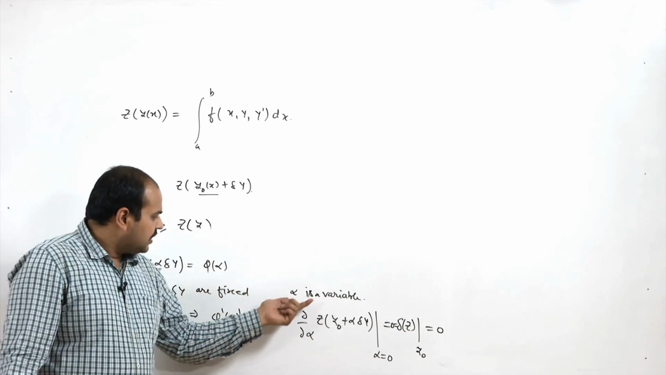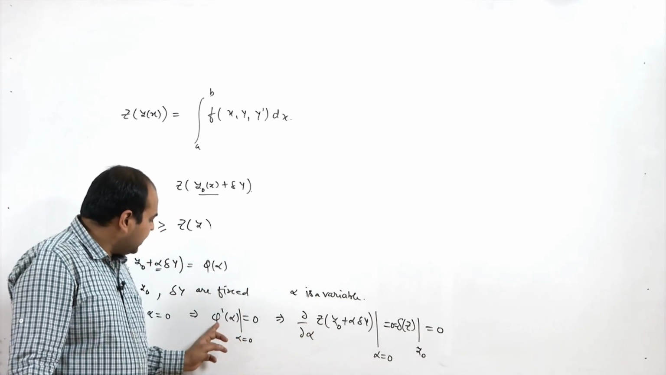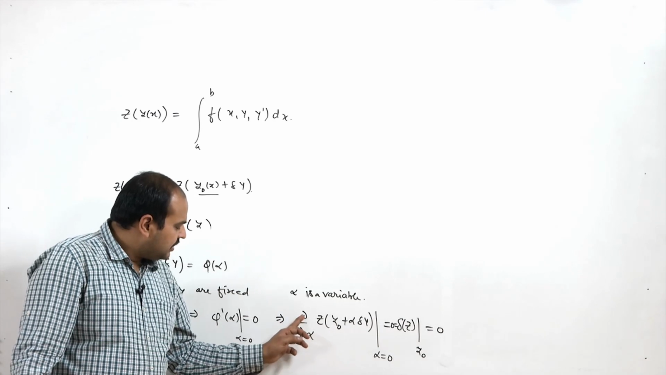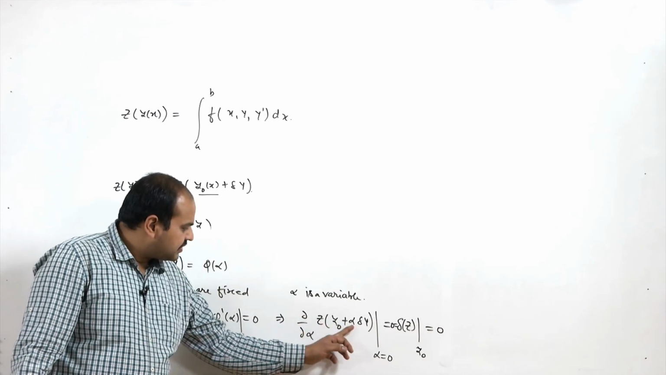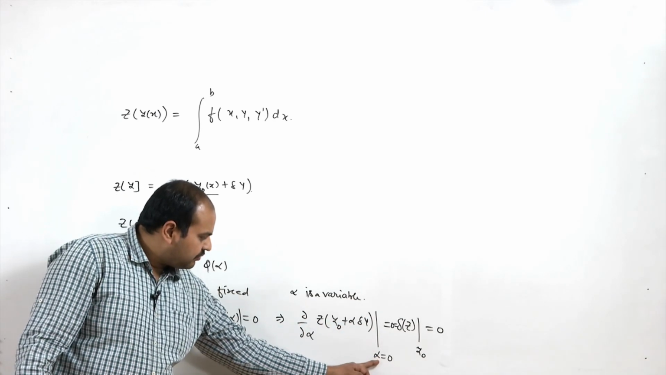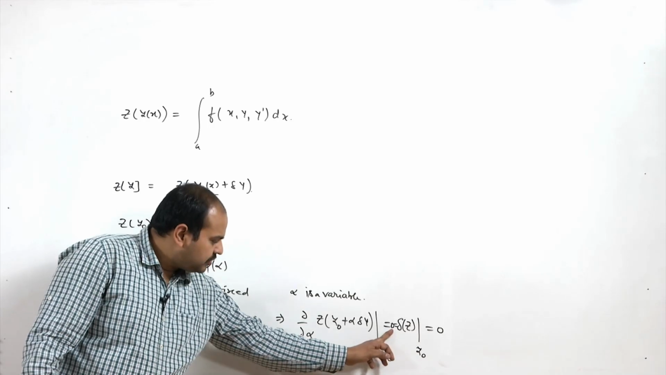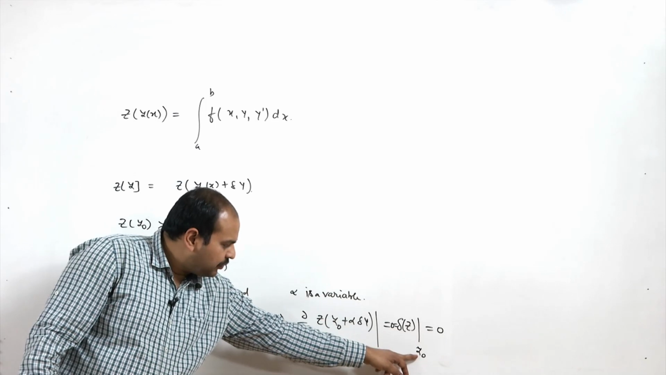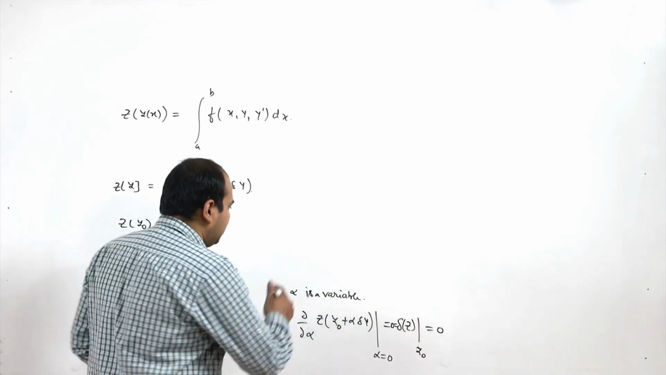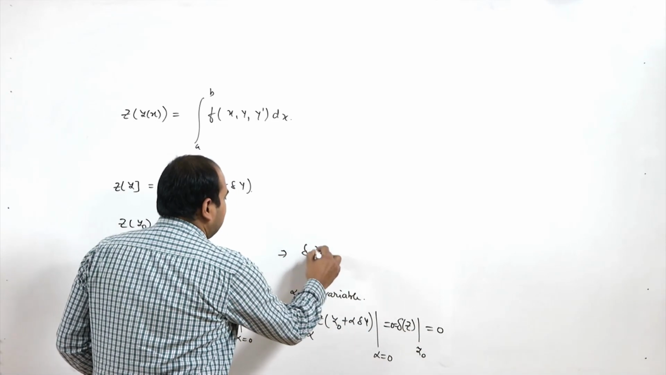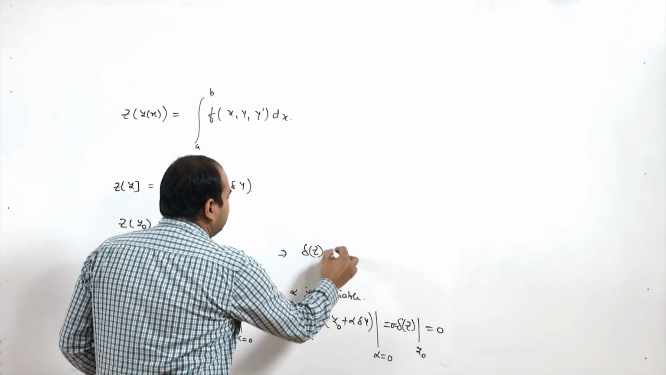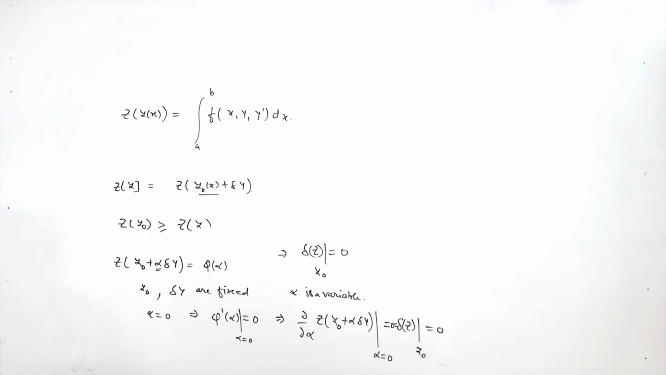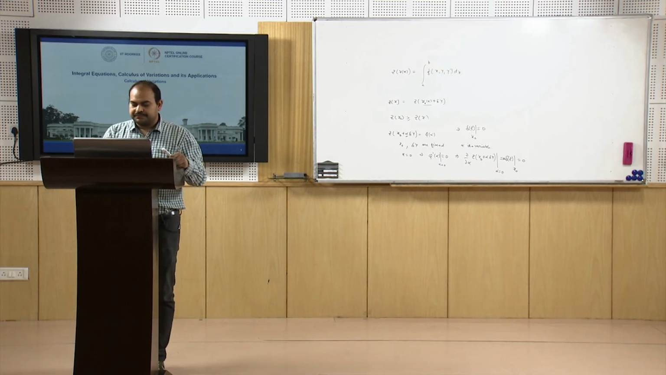So, phi dash alpha at alpha equal to 0 implies that dever by dever alpha of z of y naught plus alpha delta y evaluated at alpha equal to 0 is equal to 0, and this quantity is nothing but delta z evaluated at y naught equal to 0. So, this implies that delta of z equal to 0, evaluated at y naught. So, that is the theorem here.